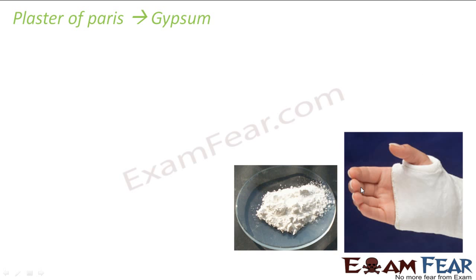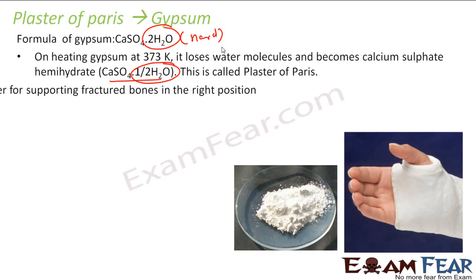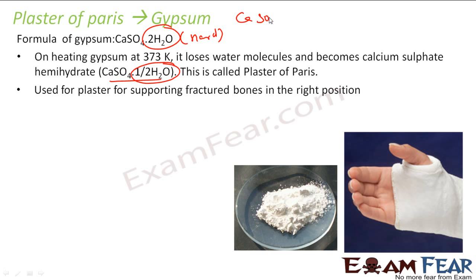Now we'll learn plaster of Paris and gypsum. Gypsum is the hard thing. Plaster of Paris is a semi-hydrate which has fewer water molecules. Gypsum has 2 water molecules, plaster of Paris has half a water molecule. When you heat CaSO4.2H2O, it becomes CaSO4.1/2H2O plus 3/2 H2O. That is plaster of Paris, a powder kind of thing.